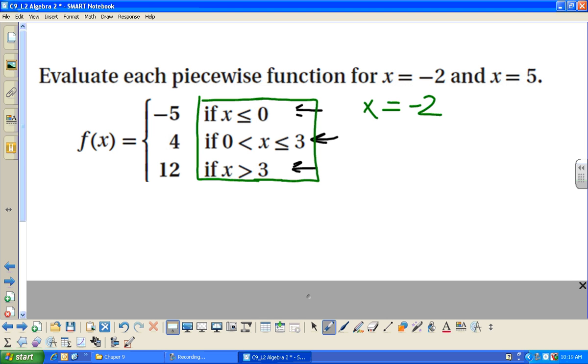So I look over on the if section. This says if x is less than 0, then my y will be -5. Since -2 is less than 0, my y has to be equal to -5. My second problem is if x is equal to 5. So 5 is not less than 0, so it can't be the first one. 5 is not in between 0 and 3, so it can't be the second one. And 5 is greater than 3. So that means my y value will have to be 12.